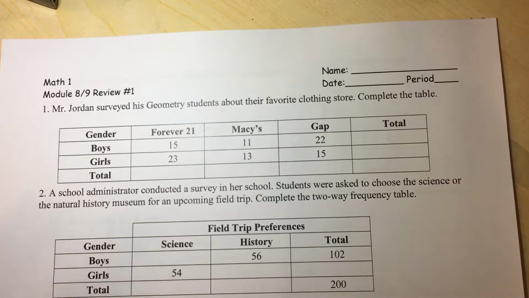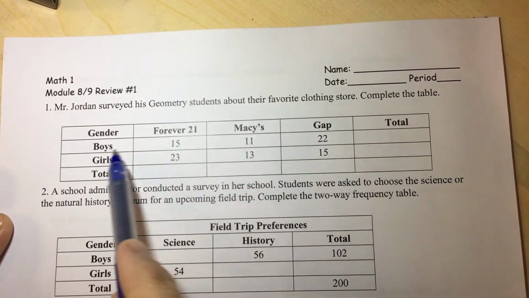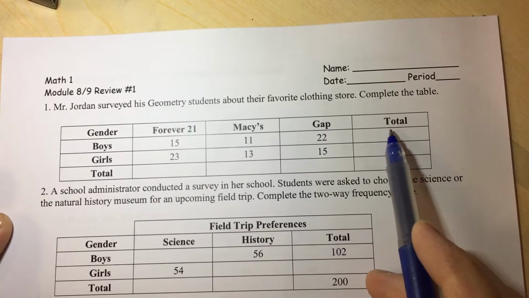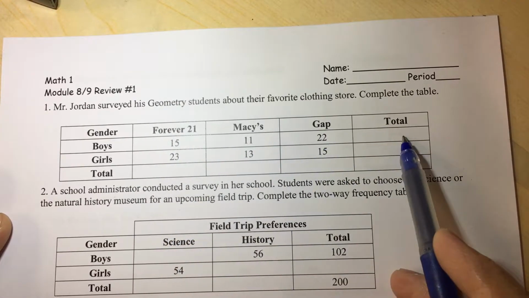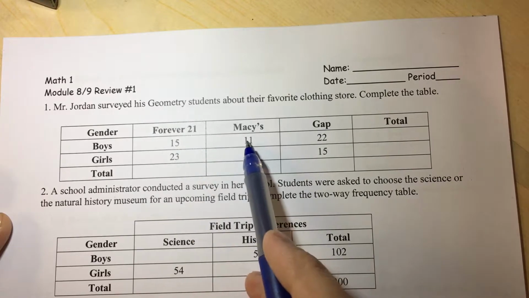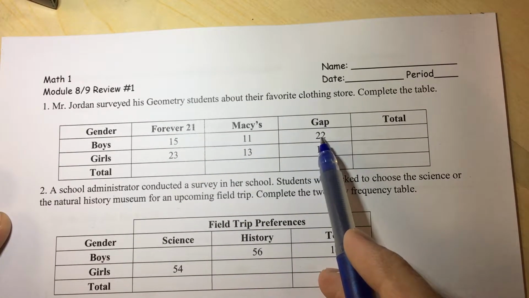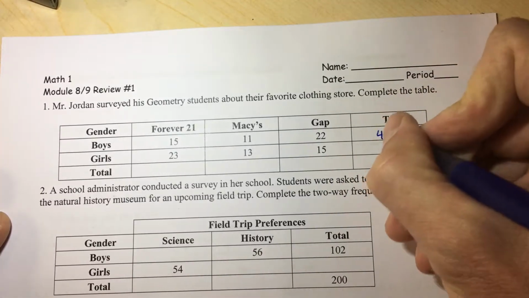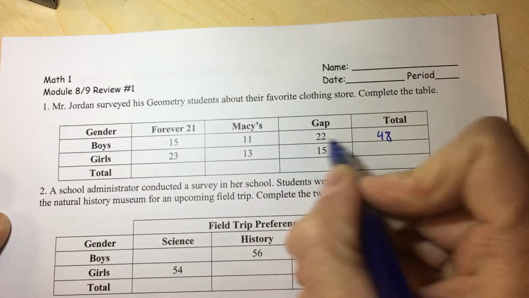So here's our review. The first couple of problems are pretty straightforward. We're filling in the blank. For the total, we're talking about adding things together. So it's 15 plus 11 plus 22, and that's going to be our total. 15 plus 11 is 26, and then 38, 48. So we're just adding these up. So 15 plus 11 plus 22 is 48.